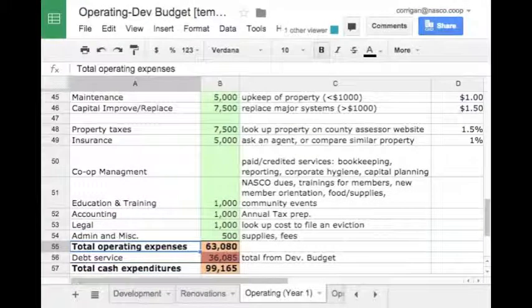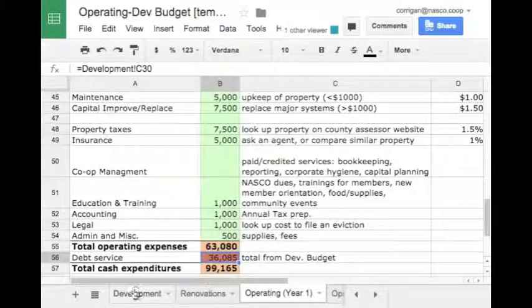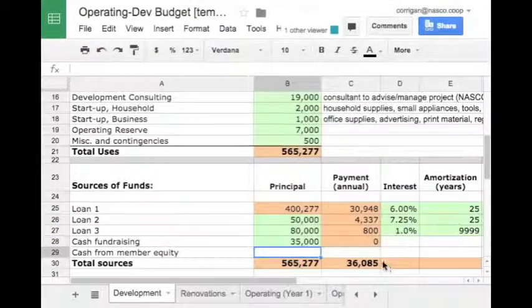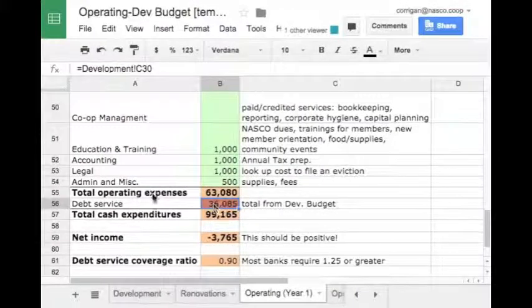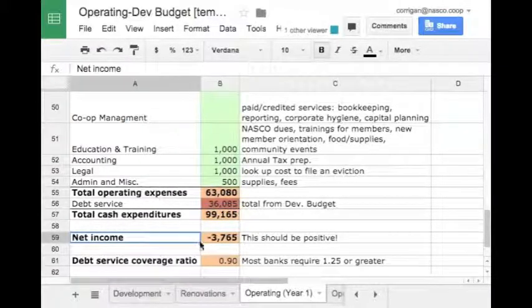So that brings us to total operating expenses, $63,080. And then we have the biggest line here, the debt service. So that is that total from the development tab, $36,085, the sum of all of the loan payments that you have to make in the course of a year. So that gives us a total cash expenditures of $99,165, and here's the bottom line, net income.